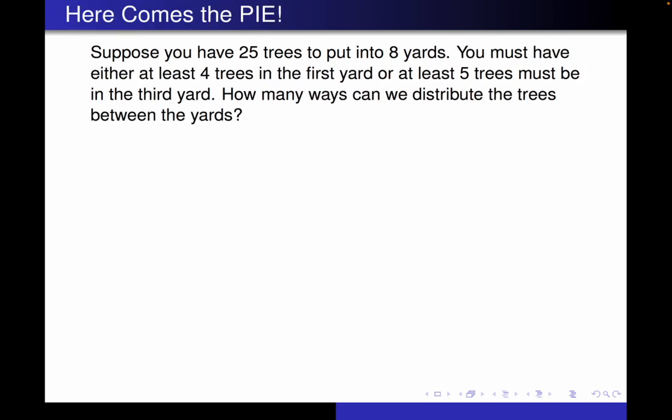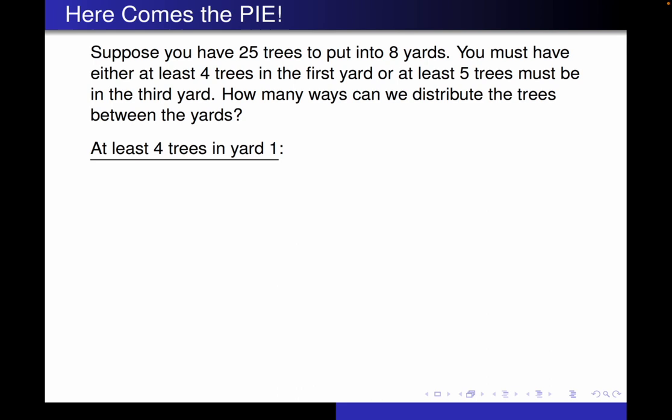All right, so let's do one that's a little bit harder than this. So now you can either put 4 trees in the first yard or 5 trees in the third yard. So you have a choice, or actually, it's an inclusive or, so you can choose to put at least 4 trees in the first yard and 5 trees in the third yard. So you can do one, the other, or both. Now how many ways can we distribute the trees between the yards?